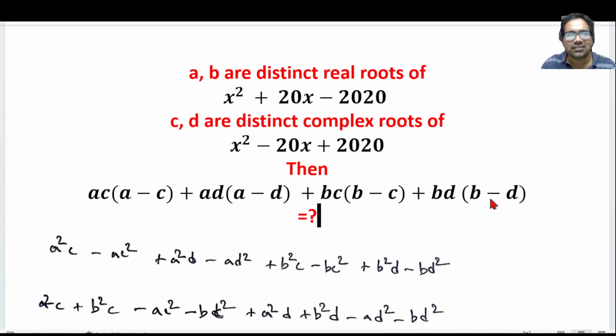The only trick is to understand the similarity here, that this entire expression is very symmetric, AC and AD, BC and BD, and not just be worried about distinct real roots or distinct complex roots and all.